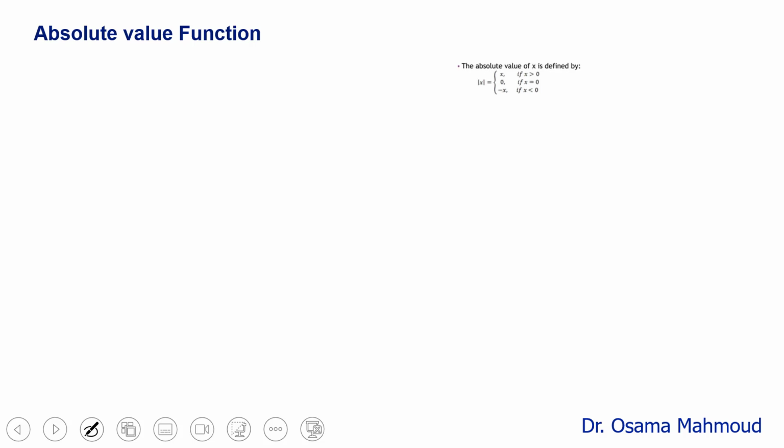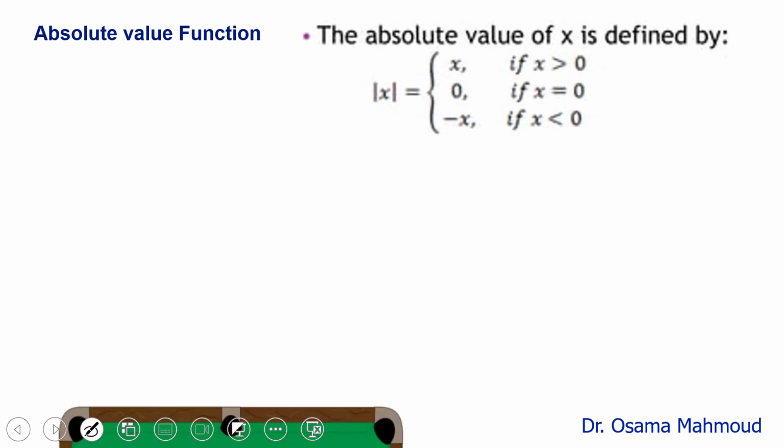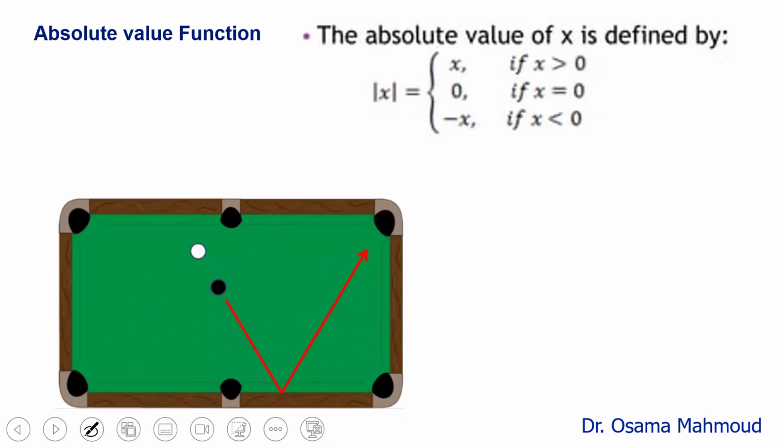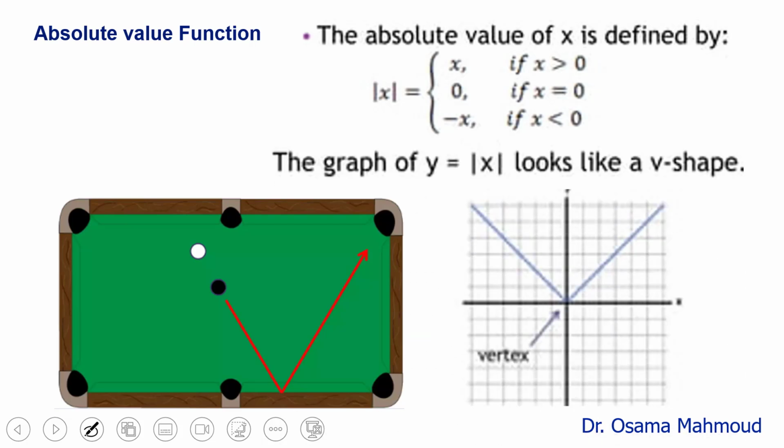The absolute value function is defined as: the absolute value of x is x when x is positive, and the absolute value of x is minus x when x is negative. This is exactly like playing billiards. Sometimes you play like this. This is a V shape. Okay. This is how it looks when you graph the absolute value of x function.